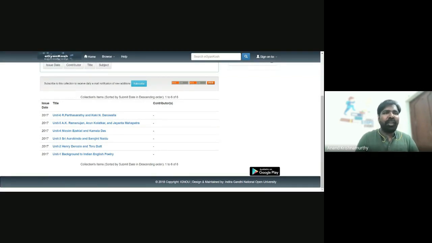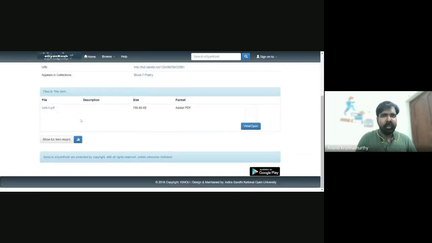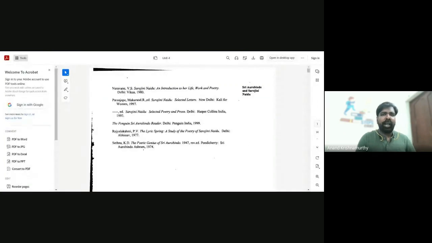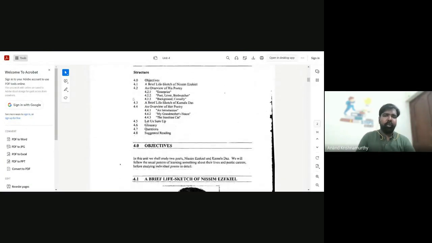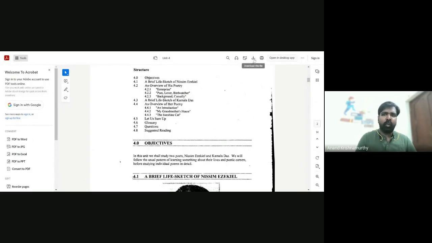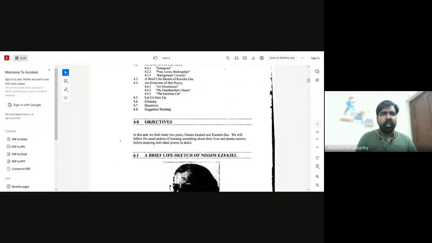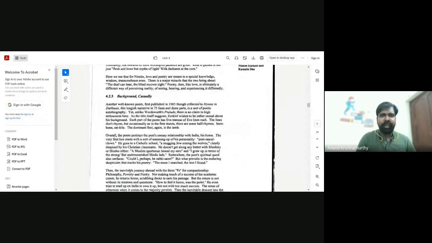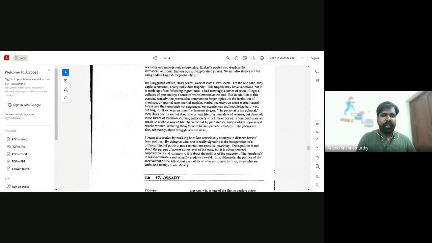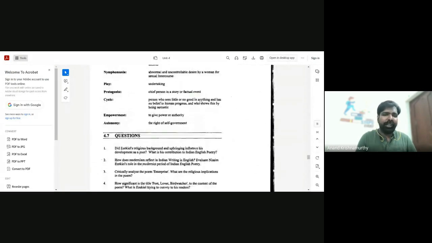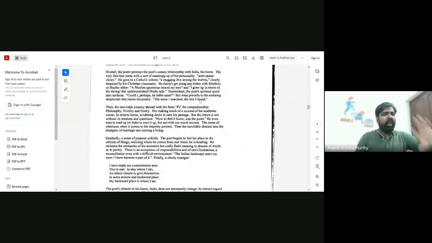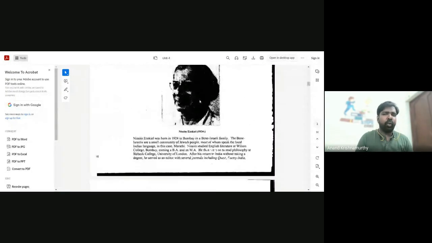We'll feel like that, so we'll try to explore that page. Just give me a second. For the sake of it, I'm opening Nissim Ezekiel and Kamala Das. The moment you click that, you have this option. Click view or open. Then a new tab opens up and the PDF that you click gets opened. You can download it by clicking this download arrow. For the time being, I'm not attempting that. You could see this is barely a 10 page, 14 page unit, and you will feel slightly inspired to read this. So every unit, every block, every paper, you have it available on the eGyanKosh website.